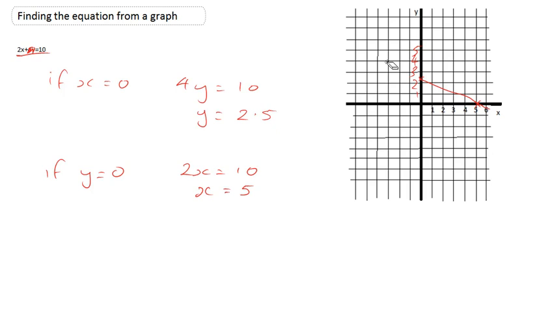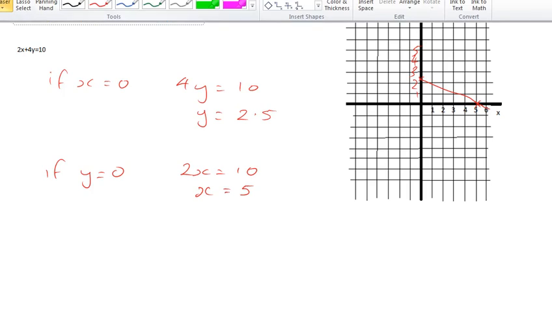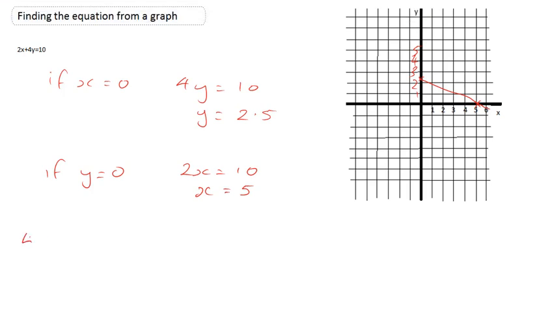Now just to prove that when I rearrange my equation, I get the same thing. If I rearrange that equation, I get 4y equals minus 2x plus 10, and I'm going to divide everything by 4, so I get minus 2 over 4x plus 10 over 4, which is the same as minus 1/2 x plus 2.5. So as you can see, by rearranging it, I have got the same equation.